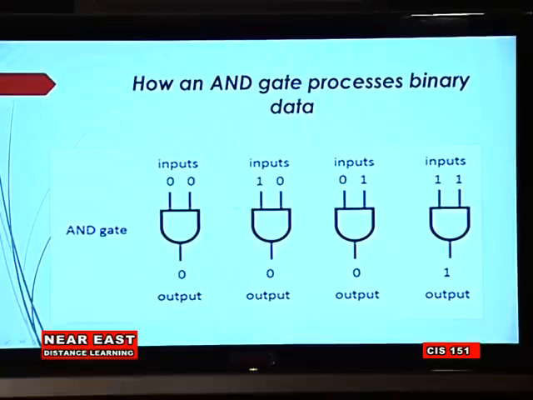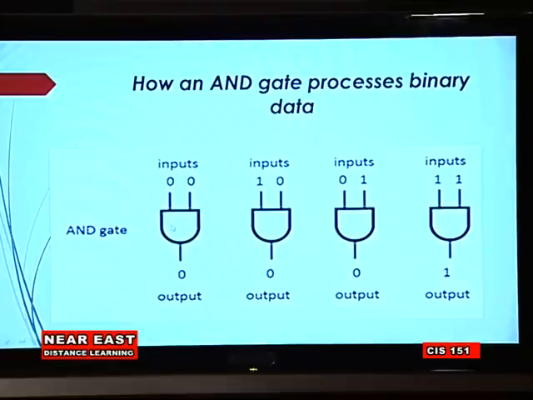So if we say 0 and 0, the result will be 0. And if we have 1 and 0, the result will be 0. And so it's an AND gate. 1 and 0, the result will be 0. 0 and 1, the result will be 0. 1 and 1, the result will be 1. So this is how AND gates work.